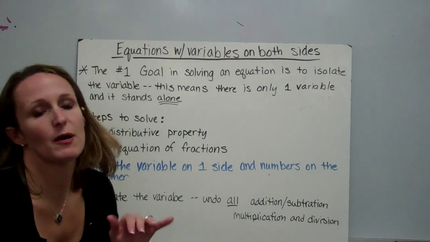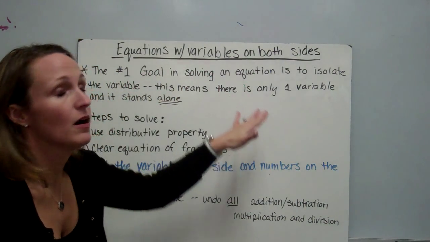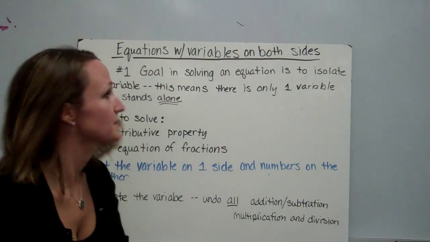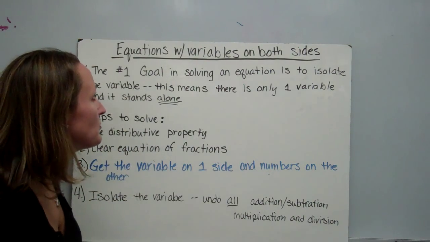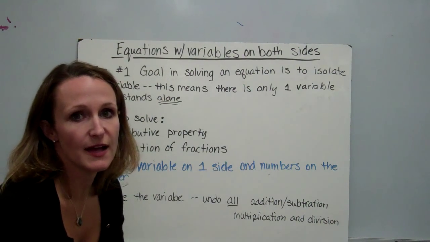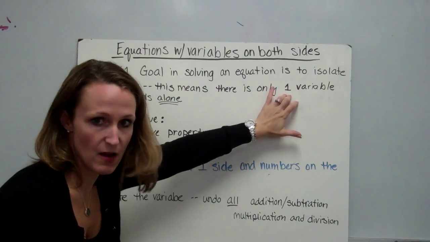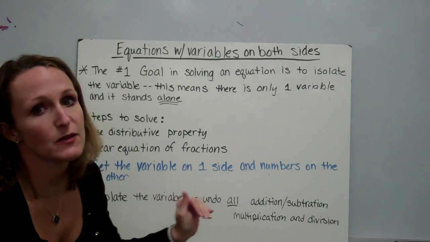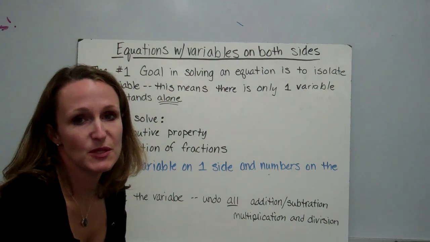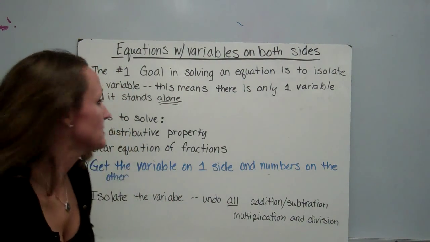Okay, so now we want to talk about what happens if we have variables on both sides. Remember that the number one goal when you're solving an equation is to isolate the variable. So this means that you only have one variable and it has to stand alone. It has to be isolated. Sometimes that takes a lot of work and a lot of steps.